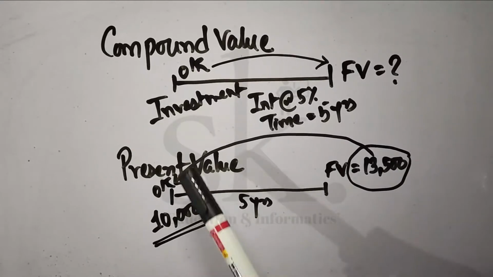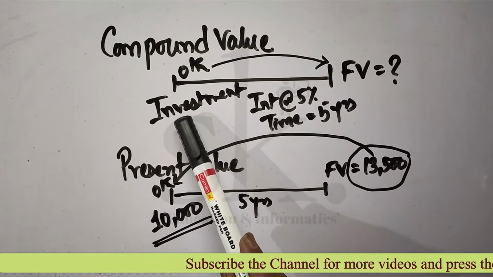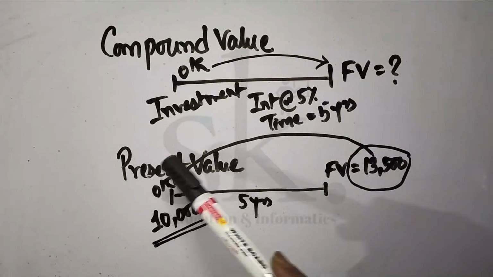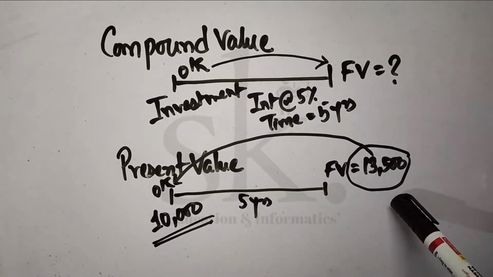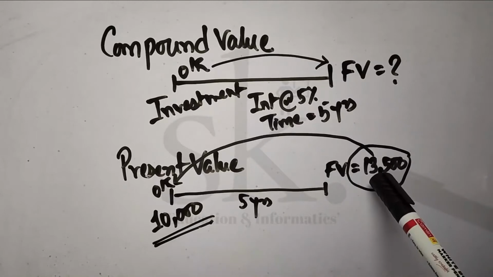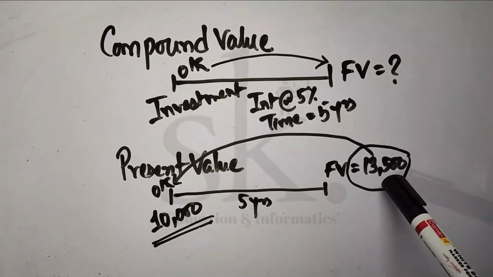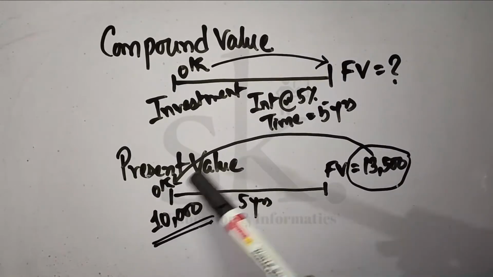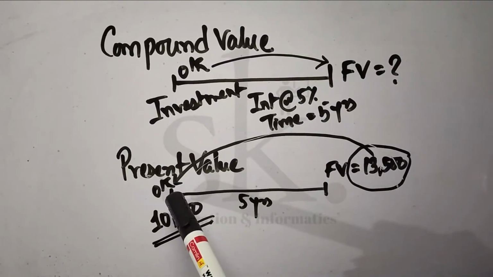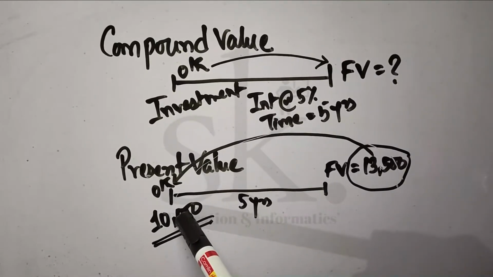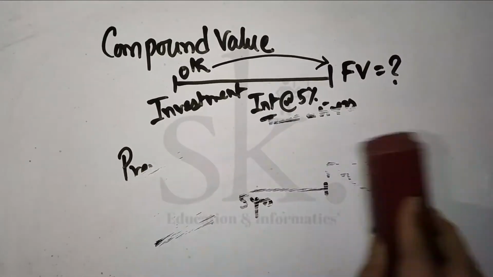In the compound value concept, we were investing in the zeroth year based on a certain interest and time period, and we were trying to calculate the future value. But in the case of the discounted or present value concept, we are aware that we are going to receive an amount of 13,500 after 5 years. And suppose we are required to make an investment of rupees 10,000. There's a difference between these two amounts, but I need to know the present worth of the 13,500 I'm going to receive after 5 years, as on the zeroth year. So we need to discount 13,500 to the zeroth year to find its present value. Thereafter, I will compare it with 10,000 to understand whether I should invest or not.